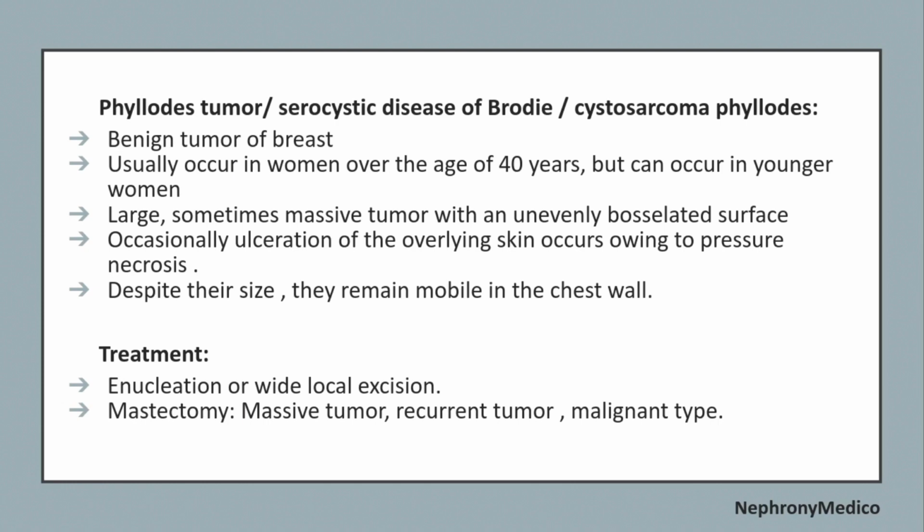Now, phyllodes tumor or serocystic disease of Brodie or cystosarcoma phyllodes. It is a benign tumor of the breast and usually occurs in women over 40 years of age, but can occur in younger women also. It is a large and sometimes massive tumor with an unevenly bosselated surface. Occasionally, ulceration of the overlying skin occurs owing to pressure necrosis, and despite their size, they remain mobile on the chest wall. Treatment: enucleation or wide local excision, mastectomy for massive tumor, recurrent tumor, or malignant type.